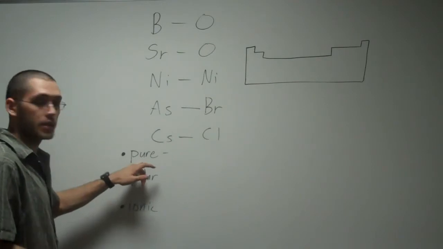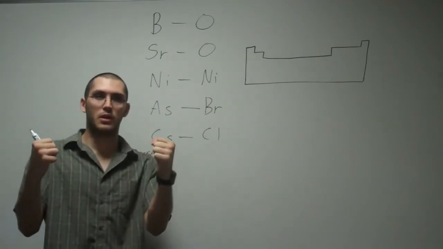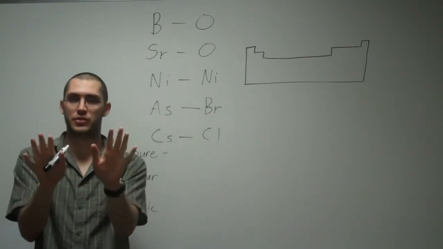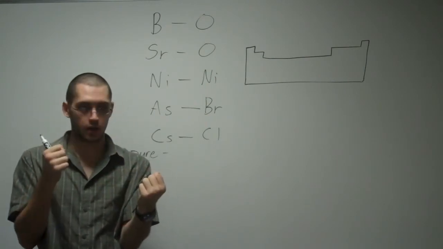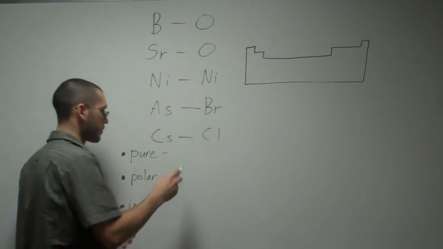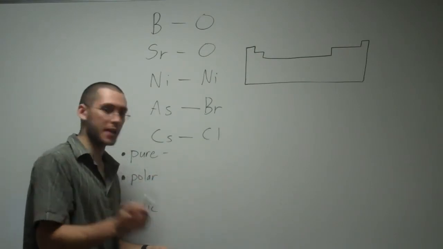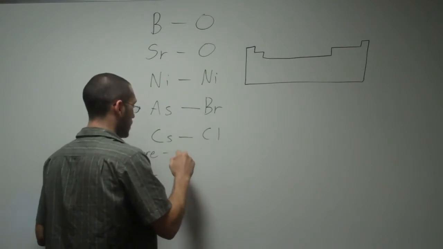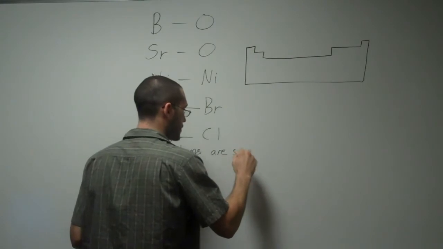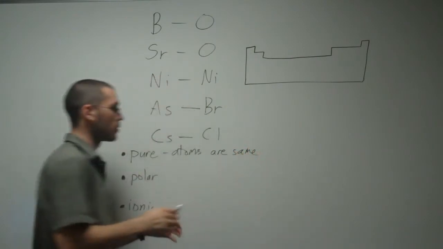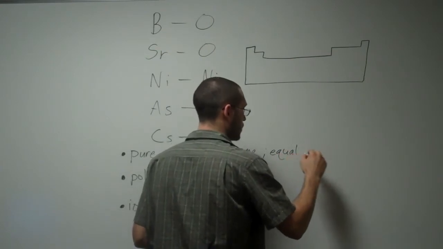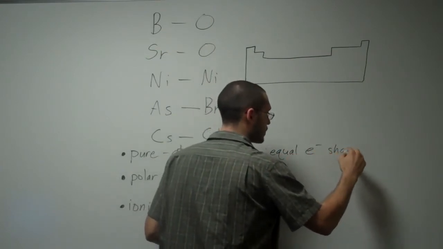A pure covalent bond is one in which the atoms that share the bond share the electrons equally. Not one atom has more control over electrons than the other. So how do we do that? We need the atoms to be the same. Atoms are identical. So, equal sharing of electrons.